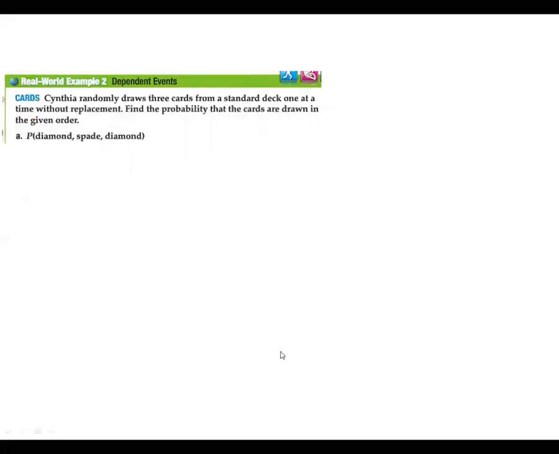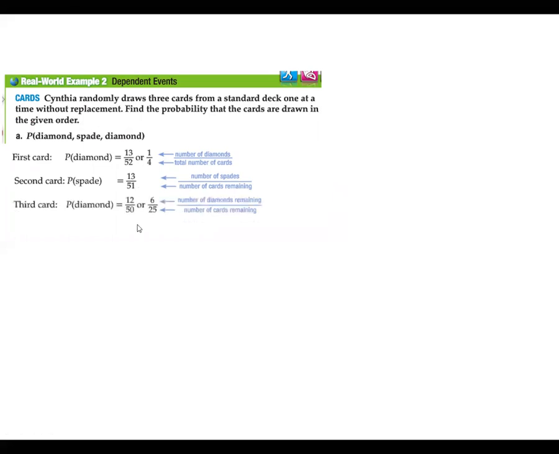Okay, so Cynthia randomly draws 3 cards from a standard deck, 1 at a time, without replacement. That's key, because that's telling you it's dependent, because each time you take 1 out, you're changing the total number of cards that's left. Find the probability that the cards are drawn in this given order: a diamond, a spade, and then another diamond. Well, the probability of getting a diamond is 13 out of 52, or 1/4. The probability of then getting a spade is there's still 13 spades left, but since you took out one of the cards for the first card, there's only 51 cards remaining, so it's 13 out of 51. Then the third card is a diamond.